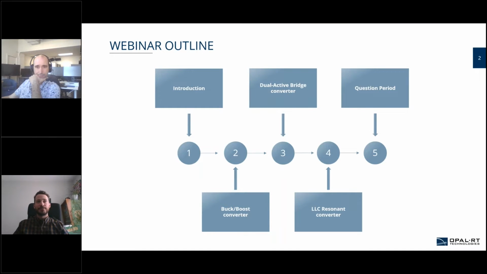In terms of the outline for the webinar, I'll start off with a very quick introduction of the subject, and then Luc is going to go into full detail with various converters. He's going to start off with a buck boost converter, then a dual active bridge, and then finish off with an LLC resonant converter. Then we'll have about 5 minutes at the end of the presentation for any questions you may have.